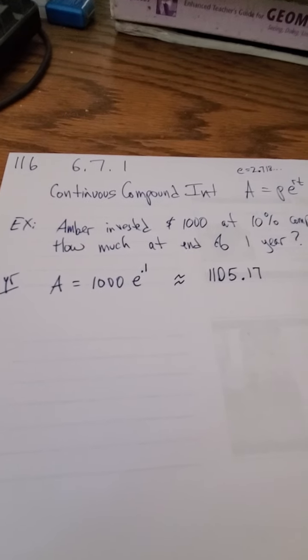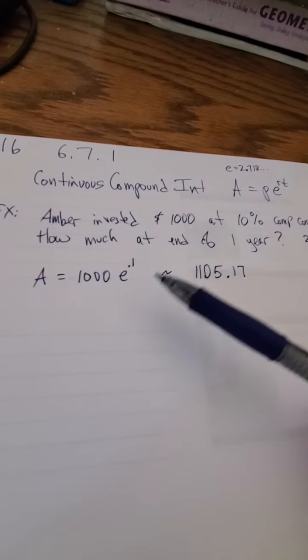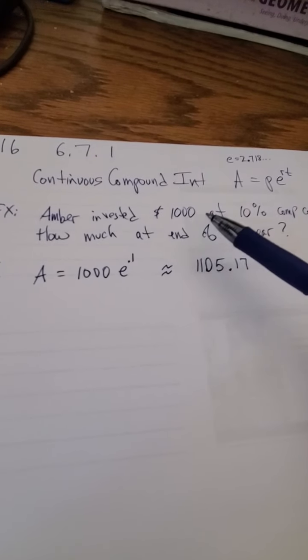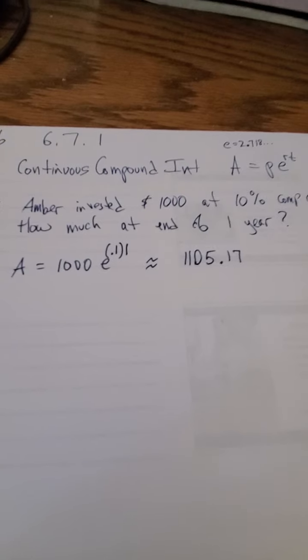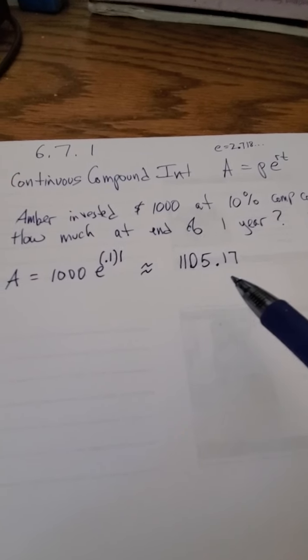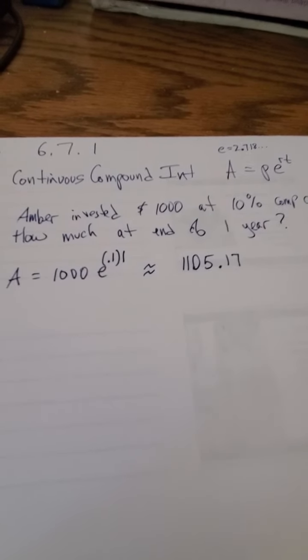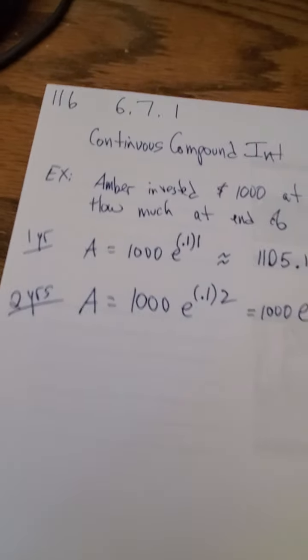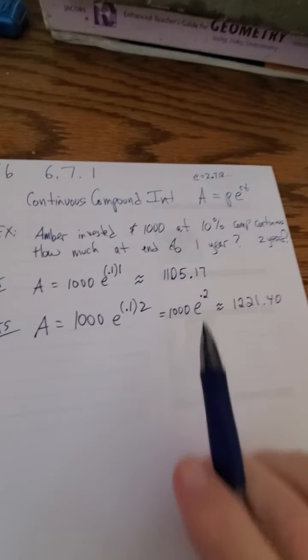For the first problem, I'm using P as 1,000. r is 10%, as a decimal is 0.1. t is equal to 1, so 0.1 times 1, well, that's just 0.1. And then if you use a calculator, you get 1105.17. So at the end of a year, Amber will have $1,105.17.